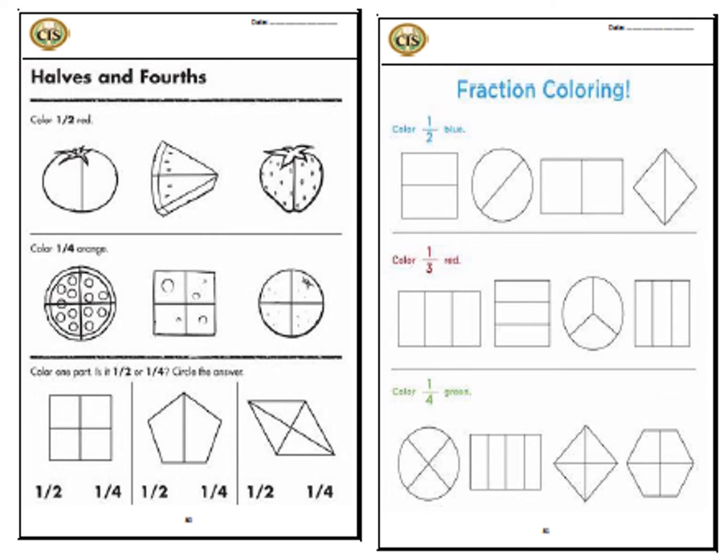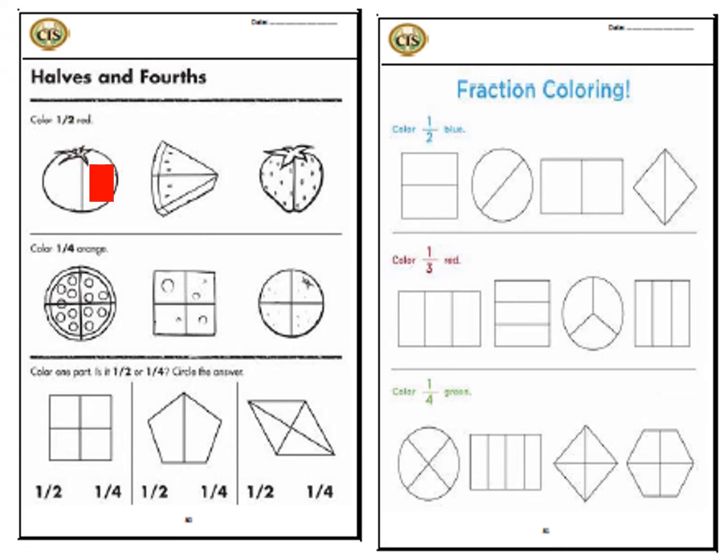Here he asked me to color the parts. The first question, color half by red. I have here tomato, watermelon, strawberry. I will color the part. I will color half of the part. Half of the part. Here's the tomato divided into 2. So I will color one part of them by red.